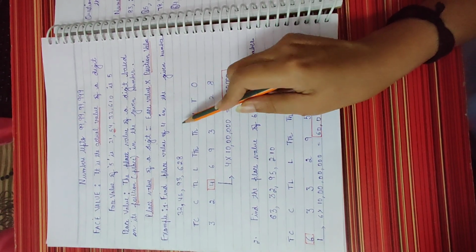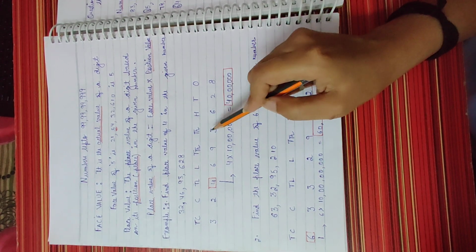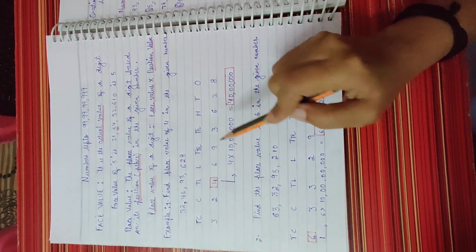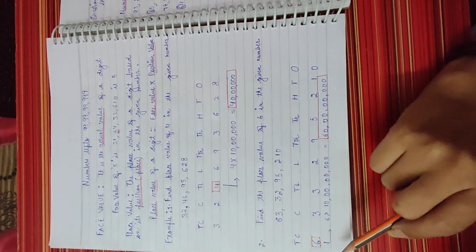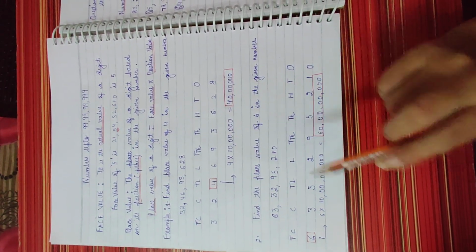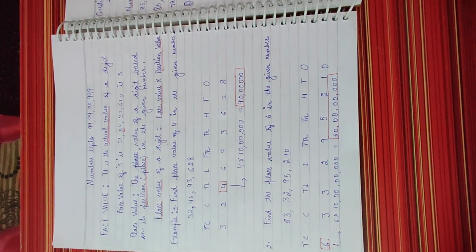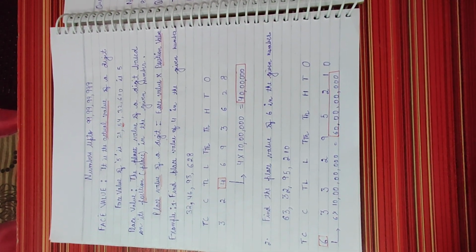If I have to find the place value of 3, what is the face value? 3. It is at which place? Thousands. So 3 multiplied by 1000, what do we get? 3000. So what is the place value of 3? 3000.